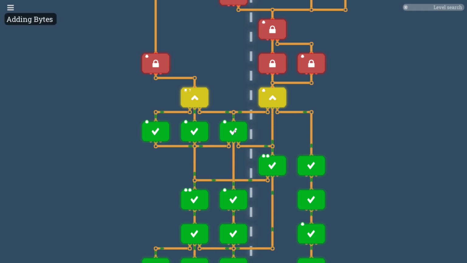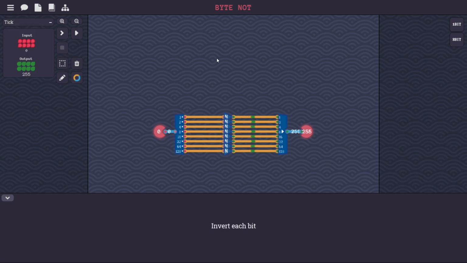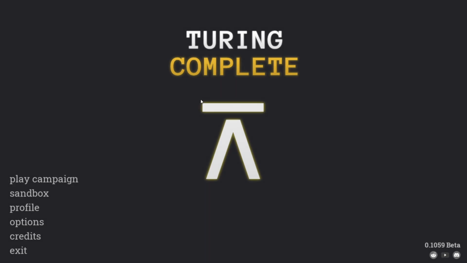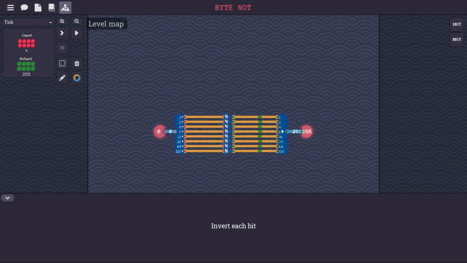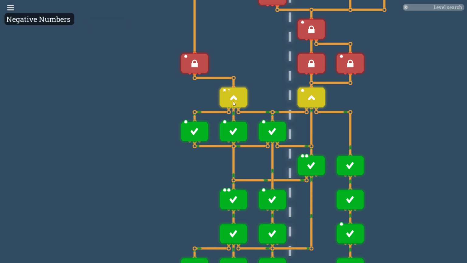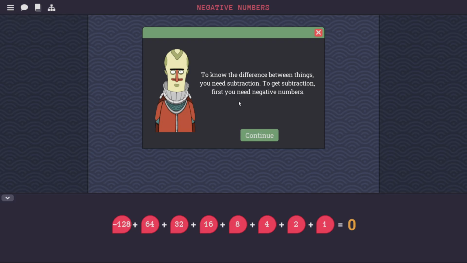And the next one is negative numbers. As we can see, it's wired through this. As we predicted, we're going to use this complement to represent this byte not to represent the negative kind of numbers. And let's see what this level is all about.